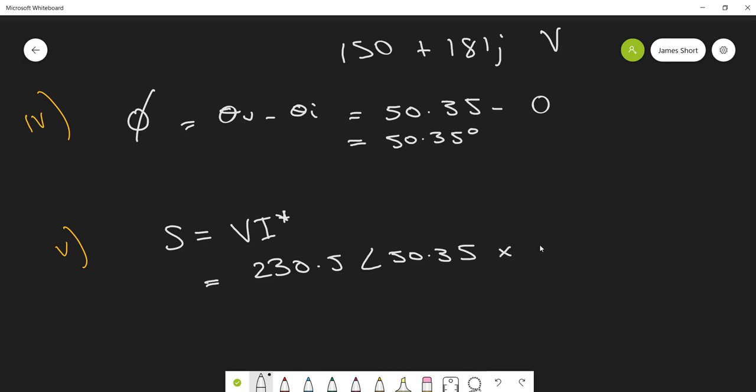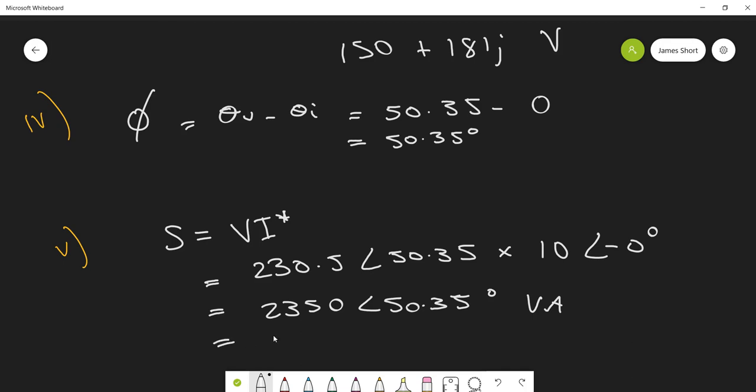times the current, which is 10, times the conjugate of 0, well, negative 0, we'll just put it anyway, and that comes to 235 at 50.35 degrees volt amperes. 2.35 at 50.35, and that's kilovolt amperes.